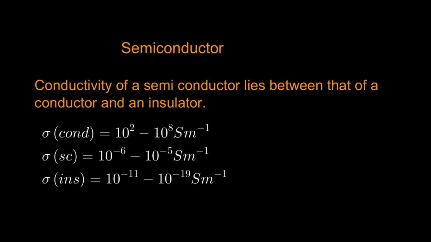And if you want to verify the conductivities, the conductivity of a conductor is 10 to the power 2 to 10 to the power 8 Siemens per meter. That of a semiconductor is 10 to the power minus 6 to 10 to the power minus 5 Siemens per meter, and the conductivity of an insulator is 10 to the power minus 11 to 10 to the power minus 19 Siemens per meter. So these are the values. Siemens is actually ohm inverse, which is also called mho.